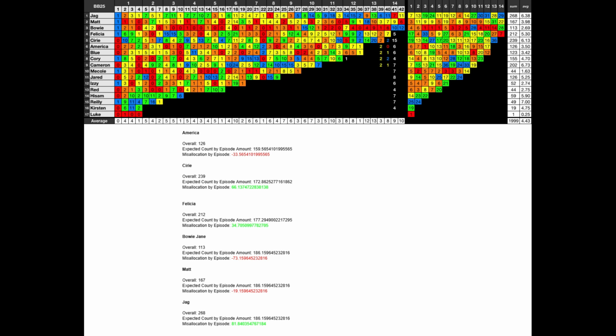Yikes. Matt has 167 diary rooms, and his expected count by episode amount is 186.15. This causes him to have a negative 19.15 misallocation amount, which definitely is not good. And it's very rare to have two people in the final three to be in the red on this. Jag has 268 diary rooms, and his expected count by episode amount is 186.15, causing for him to have an over misallocation amount of 81.84.